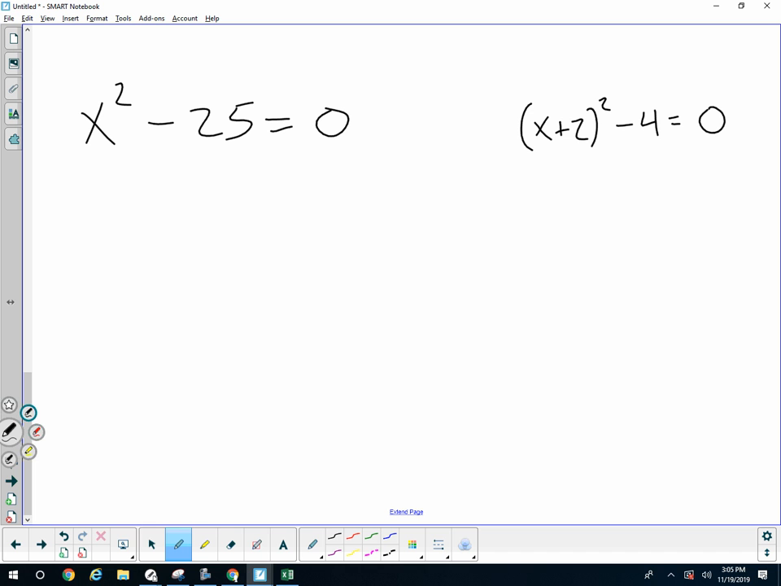Isolate your stuff being squared, square root both sides. Understanding that the original value could have been positive or negative when we square root both sides.